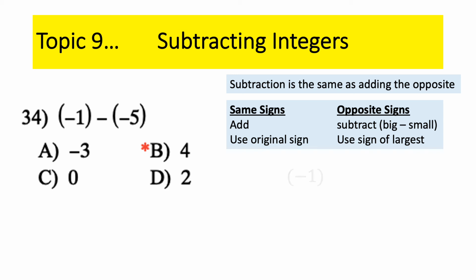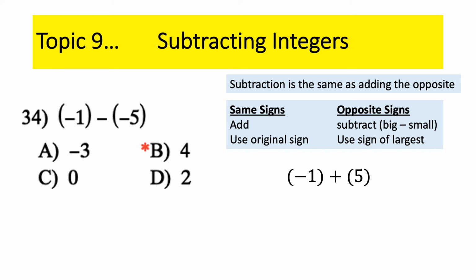So what do you got to do? Rewrite the first number. Change subtraction to addition. Look at the second number. The second number is negative 5. What's the opposite of negative 5? Positive 5. Now we're going to use addition. So now this is the new problem. Negative 1 plus 5 is the new problem.